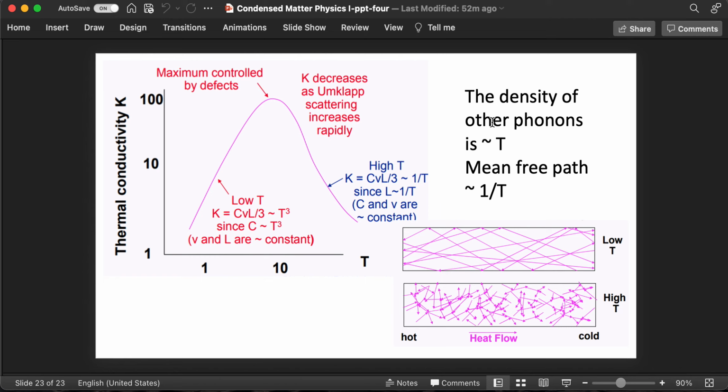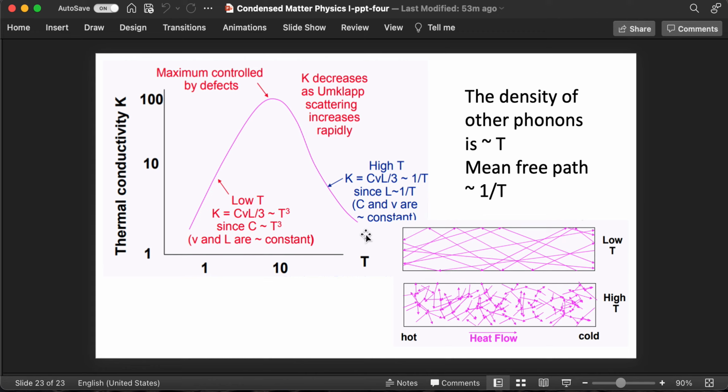The density of phonons at high temperatures, if you take the Planck distribution, you can easily show it scales as temperature. At high temperatures, basically the number of phonons will increase with temperature. When the number of phonons keeps increasing, that means that the scattering will also increase, and the mean free path will go as 1 by T. So higher the temperature, shorter the mean free path. So you have excessive scattering and the mean free path is very short, and therefore the mean free path goes as 1 by T and the thermal conductivity falls down as 1 by T.